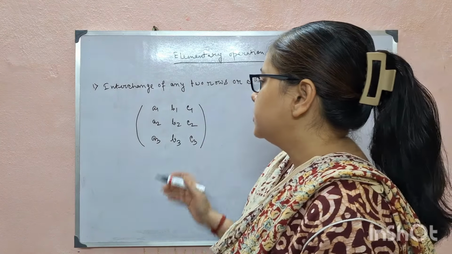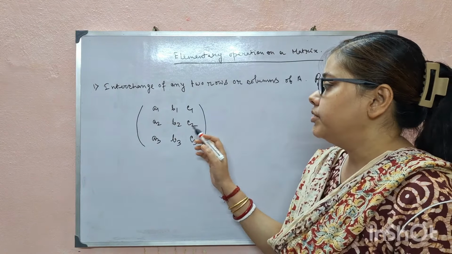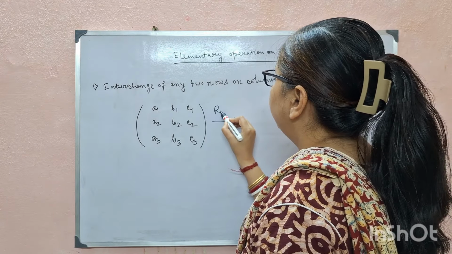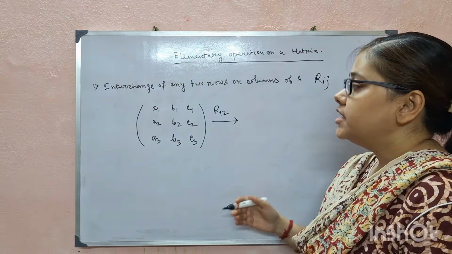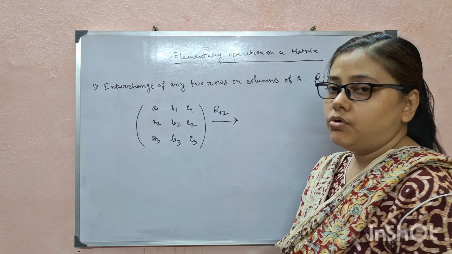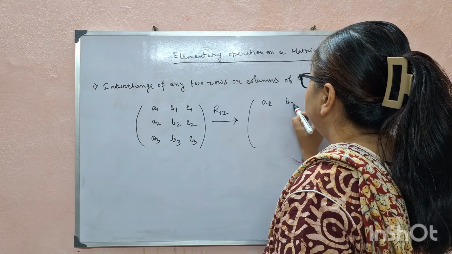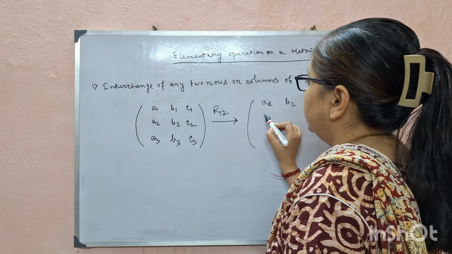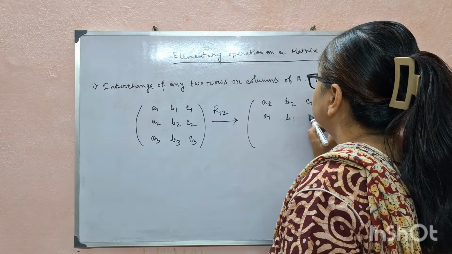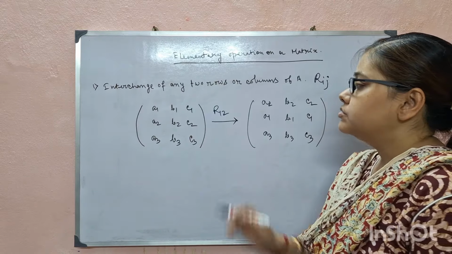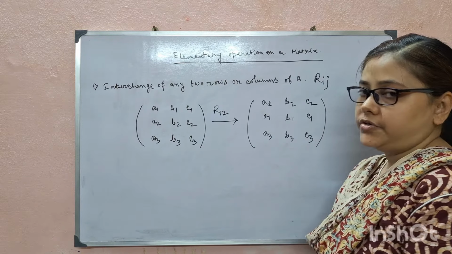Suppose this is a matrix: A1, B1, C1; A2, B2, C2; and A3, B3, C3. So if we use R_1,2, it means we are interchanging the first and second rows of the matrix, that is A2, B2, C2; A1, B1, C1; A3, B3, C3. So this matrix will be transformed into this matrix.